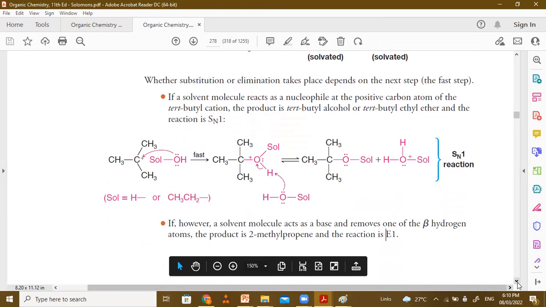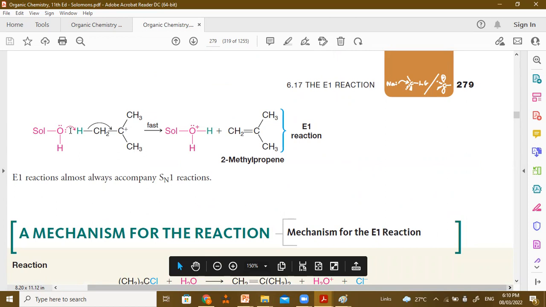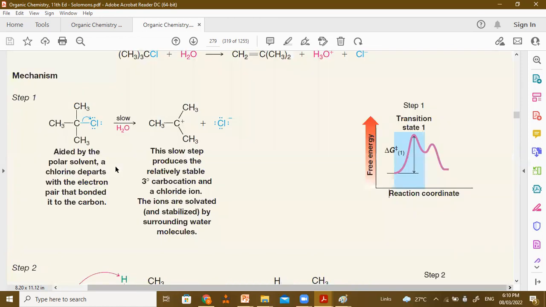In the elimination reaction, this is what happens. It solvates, or it forms a hydrogen bond with the hydrogen of the beta carbon. This is the carbon that is beta to the carbon that has the halide here. And since the solvent forms a hydrogen bond with the beta hydrogen, it will aid in the elimination reaction. So what is the mechanism?